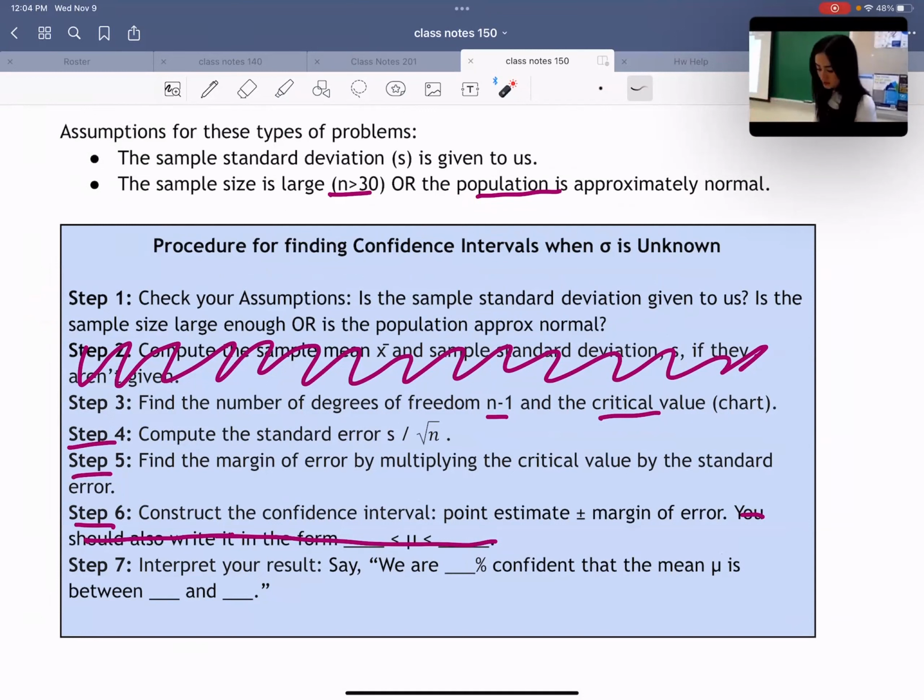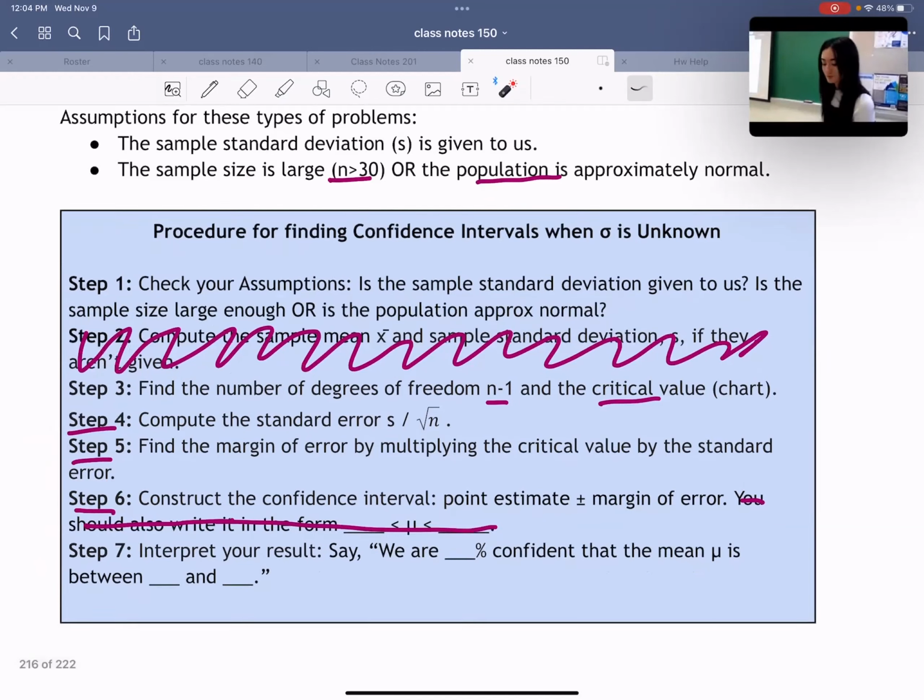That stays the same. Step 3 is finding the degrees of freedom, which is the easiest formula in this class. Just take sample size minus 1. You're going to use the big chart to find the critical value. Step 4, find the standard error, and then all the rest of the steps are exactly the same as we've done before.